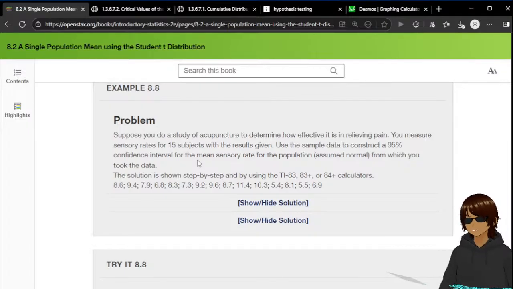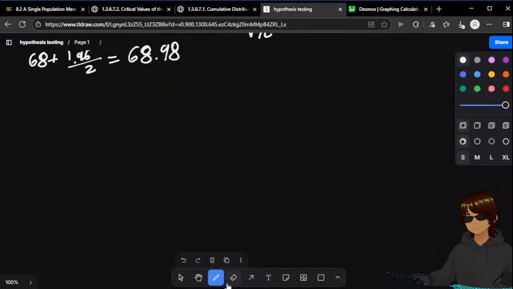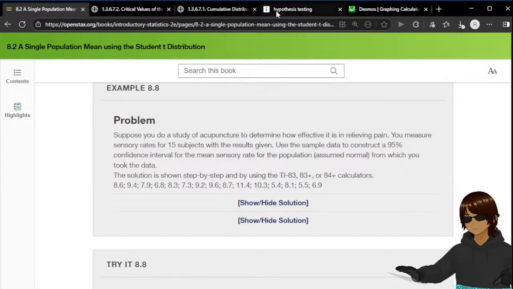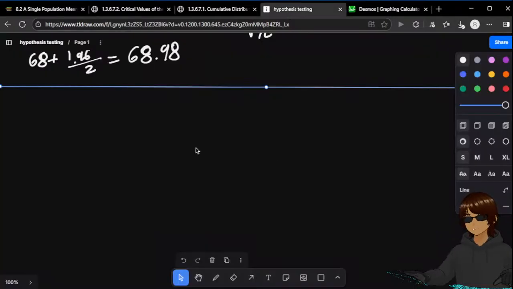Hold on. Let me think about this. n is 15. Sample mean 8.8.